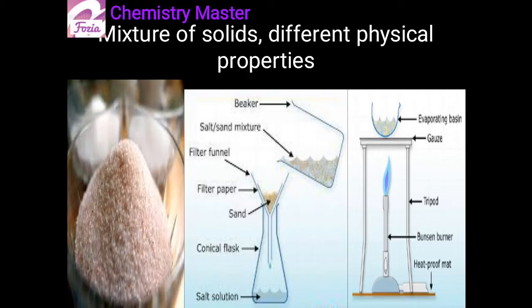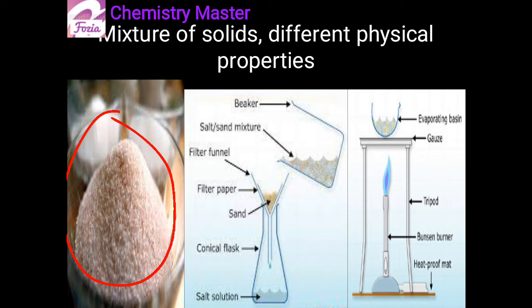So here we will see, suppose we are given a mixture of sand and salt. These are two solids and we will be selecting a suitable solvent for it, meaning a solvent in which one of the solids will dissolve and the other will not. And we know that sand is insoluble in water, but salt is soluble in water, so water is the suitable solvent for this separation.